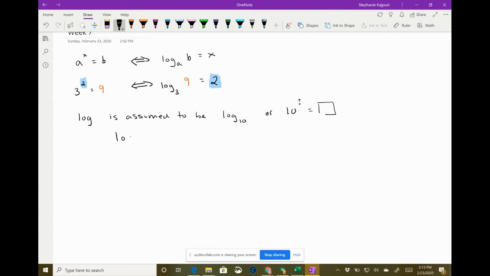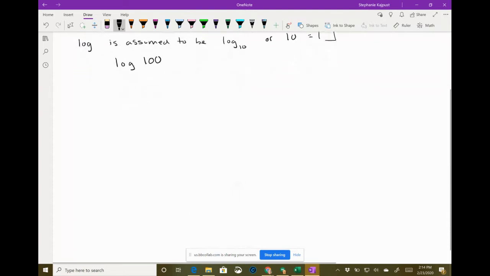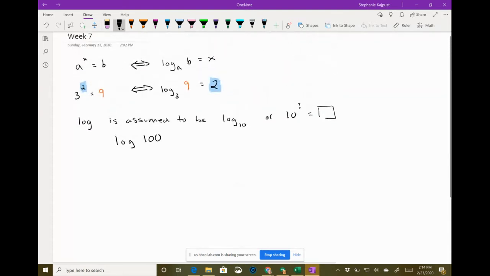So if you're asked, what is log 100? That's base 10. So we're saying 10 to what power equals 100? So 10 squared equals 100. You would get an answer of 2, because 10 squared will give you 100.